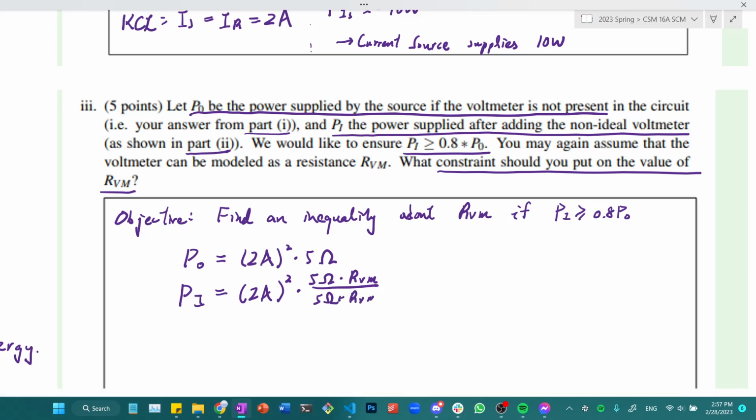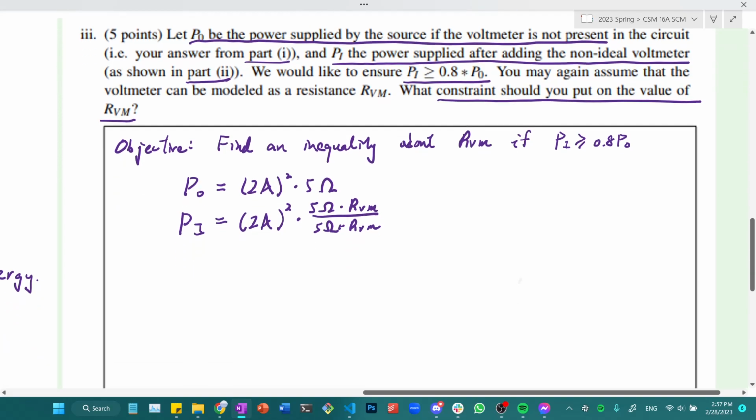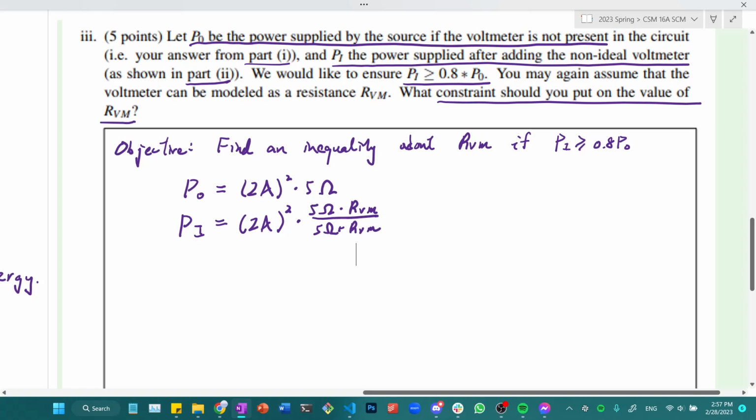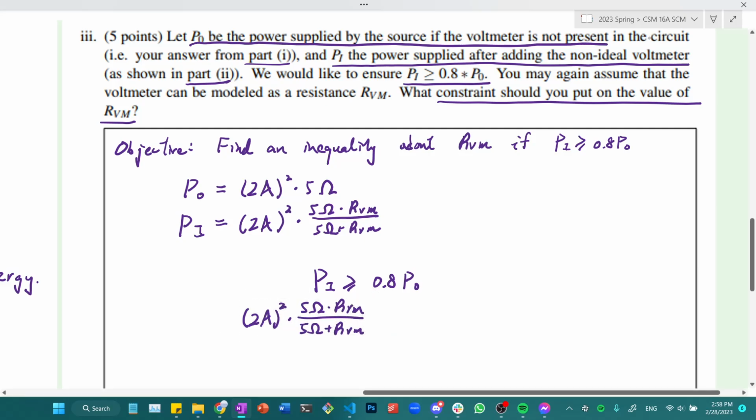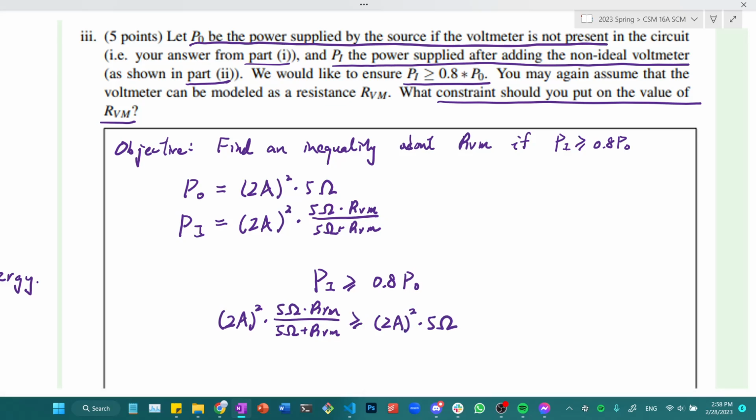Okay, so if we have an inequality of Pi and P0, then we will probably also have an inequality of our RVM as we do algebraic manipulation, which is what we're going to try for now, because the objective of the question is to find an inequality about RVM. So let's say that Pi is larger or equal to 0.8 P0, which means 2 amperes squared times 5 ohms times RVM over 5 ohms plus RVM is larger or equal to 2 amperes squared times 5 ohms.